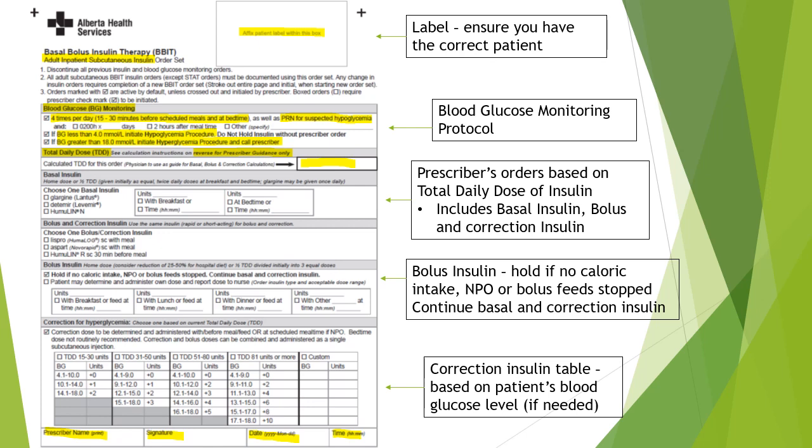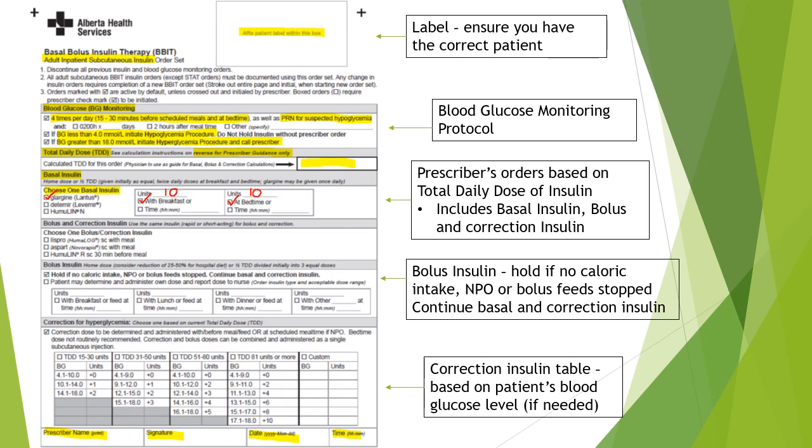The next piece to the basal bolus insulin sheet is the basal insulin column. So under the basal insulin, it'll specify to choose a specific type of basal insulin. In this case, the doctor will select whatever type of insulin they prescribe. And then they'll also indicate and check off whether they're getting the basal insulin with breakfast and at bedtime. And then as an example here, they'll write in the specific units. So let's say the doctor prescribes 10 units of insulin to be given at breakfast and at bedtime.